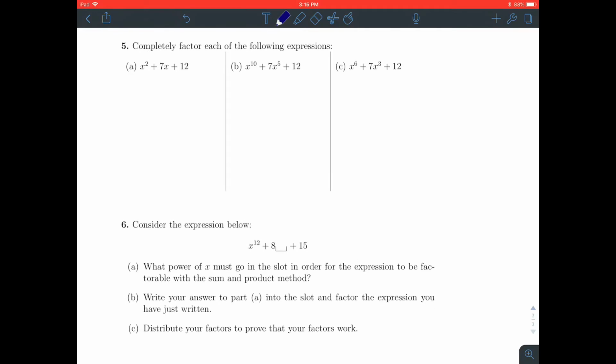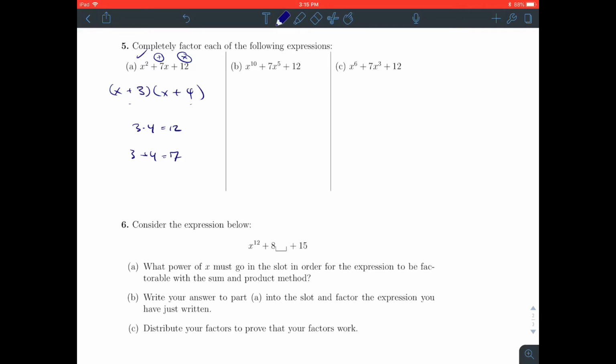Completely factor each of the following expressions. Whoa! All right, the first one looks pretty straightforward, but those next ones look pretty crazy. Let's see how these work out. For this one, it looks like a classic sum and product. x times x is x squared. And then we're looking at two numbers that add to 7 and multiply to 12. That is 3 and 4. 3 times 4 is 12. 3 plus 4 is 7.